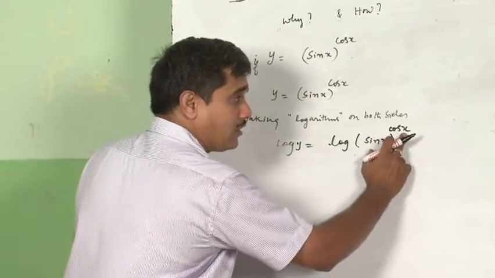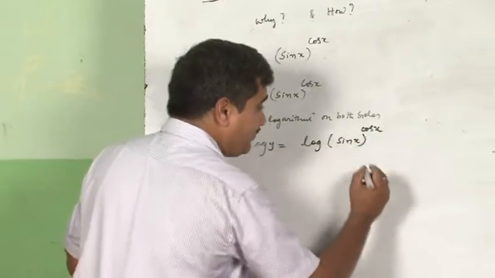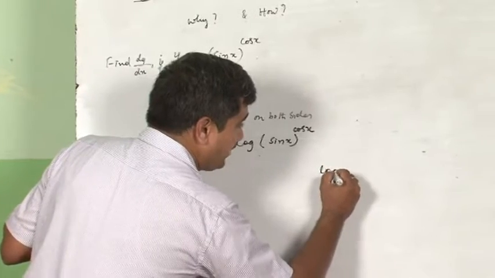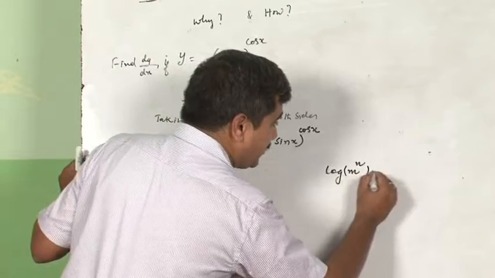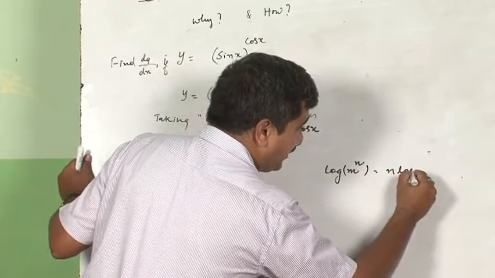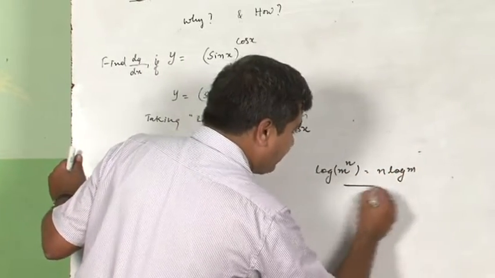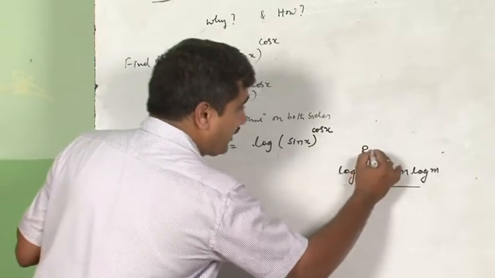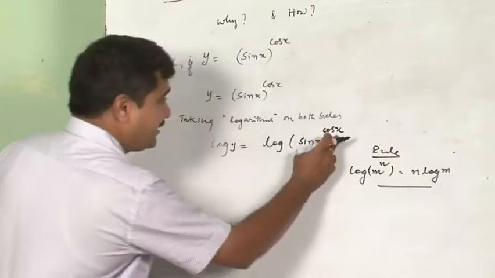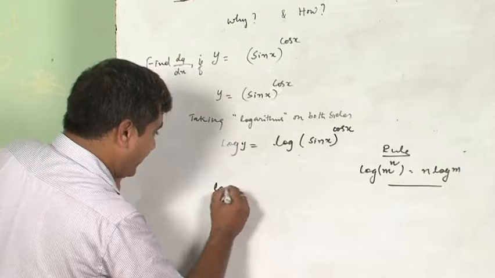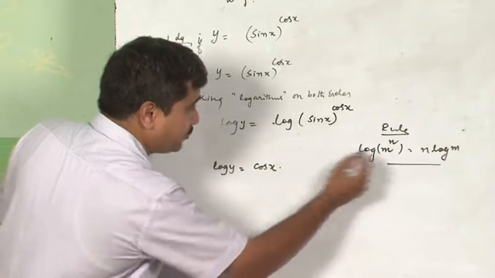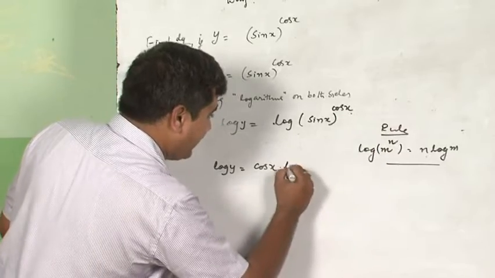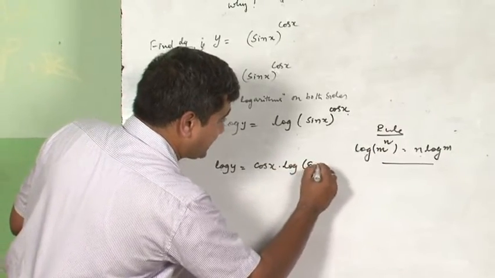Log of sin x to the power of cos x is going to facilitate a formula which we have already learned: log m to the power of n is equal to n log m. Using this rule, I am going to bring the cos x down into this format. That is log y is equal to cos x into log sin x, with cos x in the place of n.